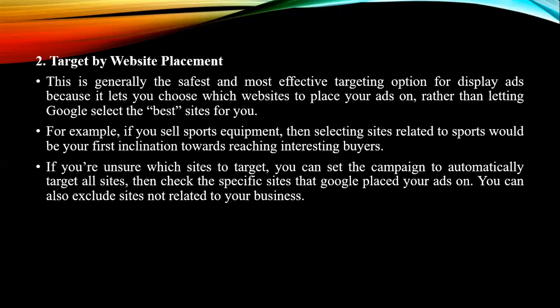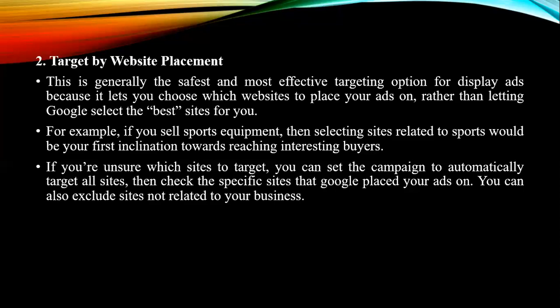Here we can see which websites to place your ads on, rather than letting Google select the best sites for you. For example, if you sell sports equipment, then selecting sites related to sports would be the first inclination towards reaching interested people. This is the safest and most effective targeting option for display ads, because it lets you choose which website to place your ads on. Google will give you the platform, but you can select where exactly your advertisement needs to appear. So that is target by website placement.